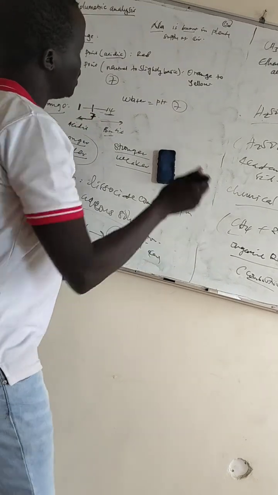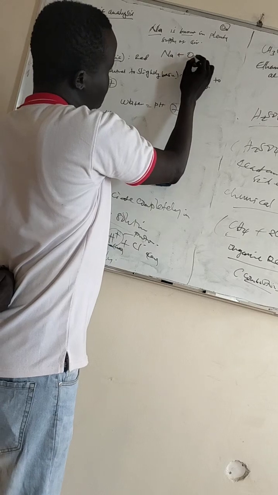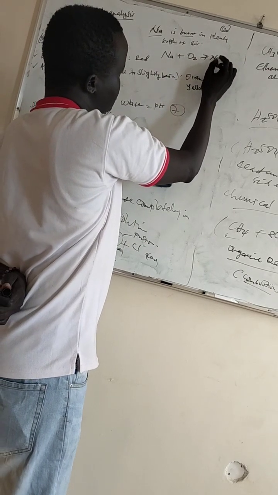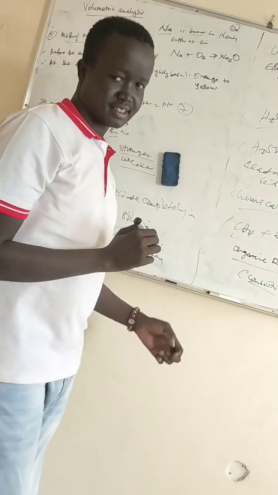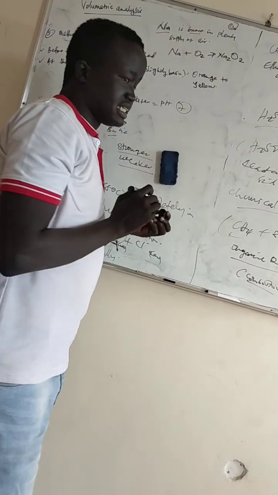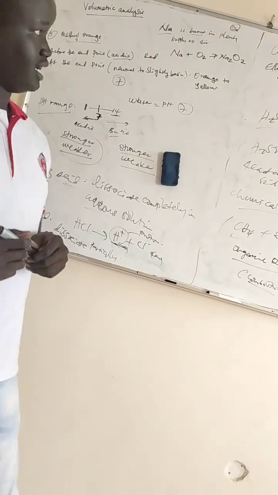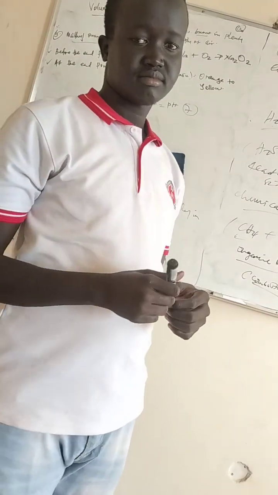That means here we are going to react sodium with oxygen gas to give us sodium hydroxide. Or you can get sodium peroxide in case there is a plenty supply of oxygen. You can get sodium peroxide and sodium hydroxide because of the plenty supply of air.